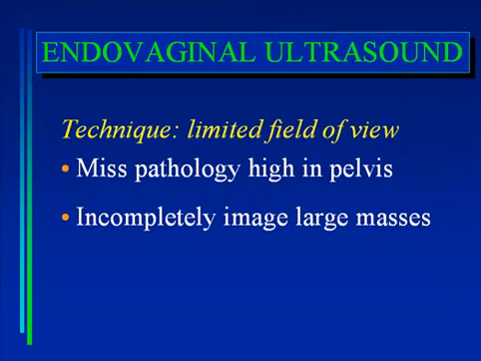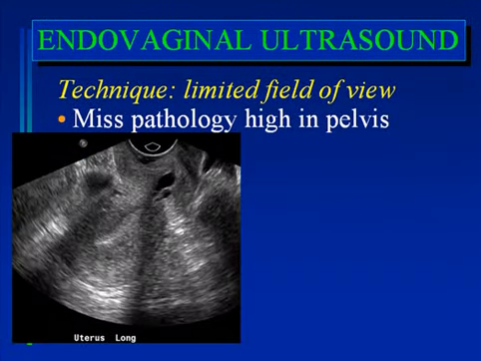But more important as a pitfall is that endovaginal ultrasound only provides a limited field of view. And as a result, it's possible to miss pathology high in the pelvis because it's beyond the field of view of the endovaginal probe. It's also possible to incompletely image a large mass, and if you don't image the margins of the mass, it's possible to not even perceive the mass exists. Here are some examples. Here we have an endovaginal image of the uterus, and no mass is seen on this image, and no mass was seen during the entire endovaginal scan.